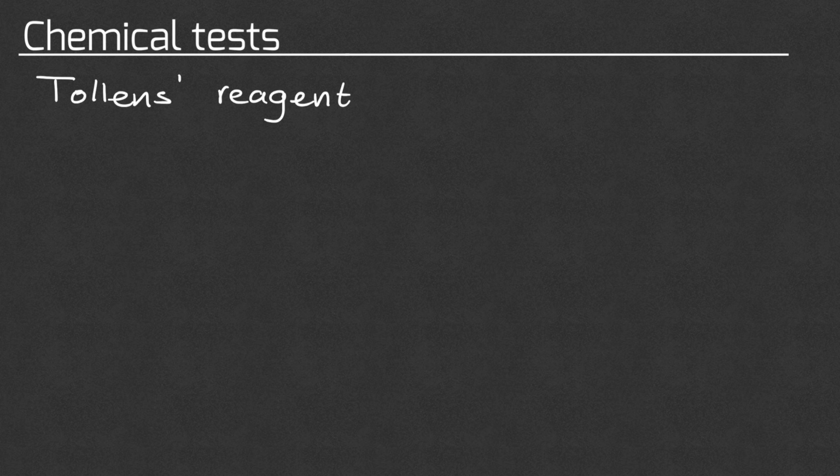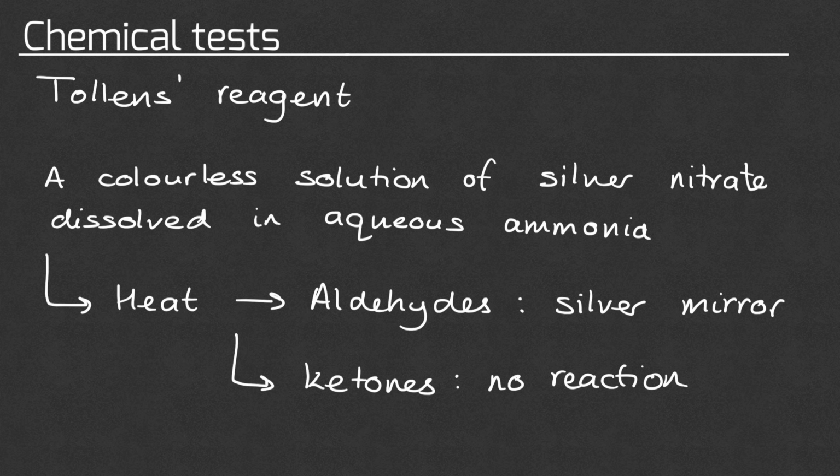The first test is to add Tollens reagent to your sample of an aldehyde or a ketone. Tollens reagent is a colourless solution of silver nitrate dissolved in aqueous ammonia. If you're answering an exam question or writing up a practical about Tollens reagent, it's acceptable just to call it Tollens reagent. You don't need to explain what it's formed of. After you've added the Tollens reagent, you need to heat it up. If an aldehyde is present, a silver mirror will form. If a ketone is present, there will be no reaction.